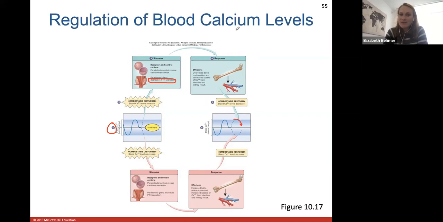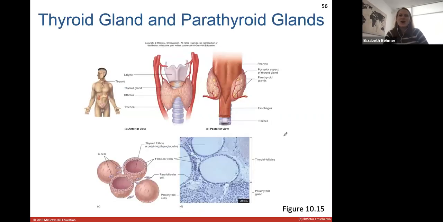If blood calcium levels have decreased, so if they're going too low, parathyroid hormone will increase its secretion in order to increase bone reabsorption and calcium uptake from your kidneys and intestines to try to increase blood calcium levels back into normal range. So that's how blood calcium levels are controlled.